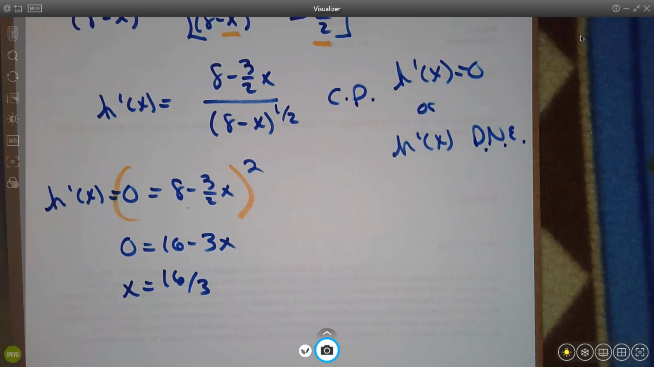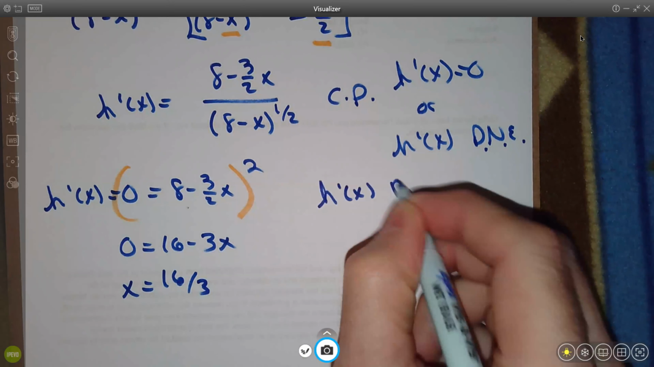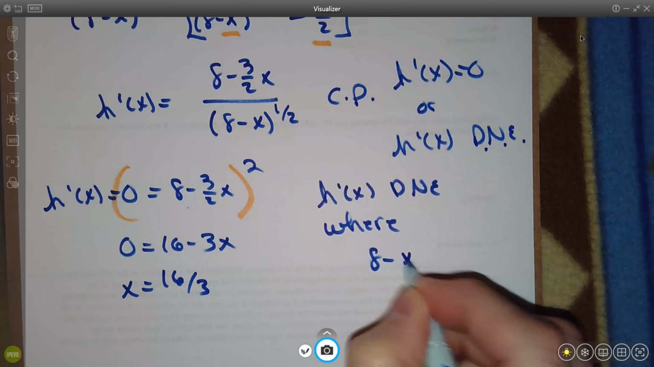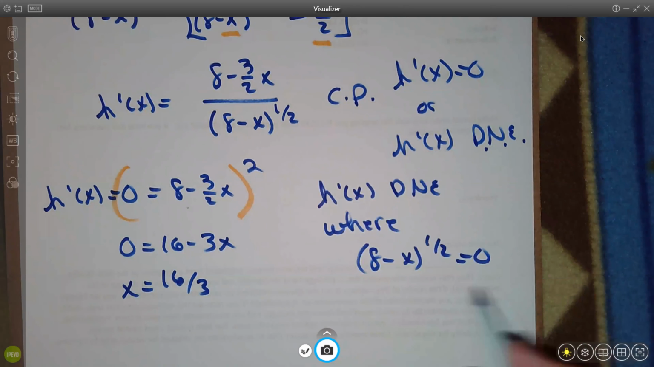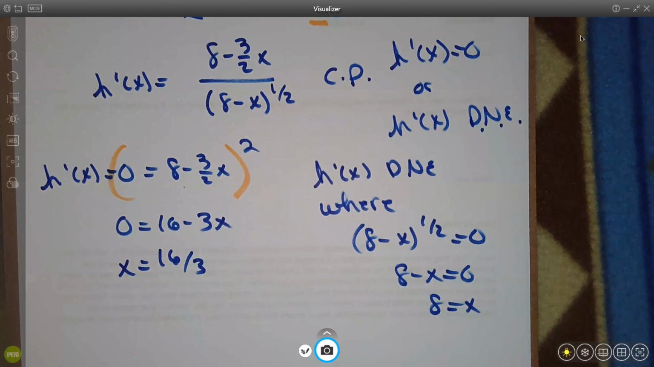How about where h prime of x does not exist? Where would it not exist? Where the denominator equals 0. h prime of x does not exist where 8 minus x to the 1/2 equals 0. If you square both sides, you get 8 minus x equals 0, or 8 equals x. So that's where the derivative is 0. Or excuse me, the derivative is undefined. Sorry.